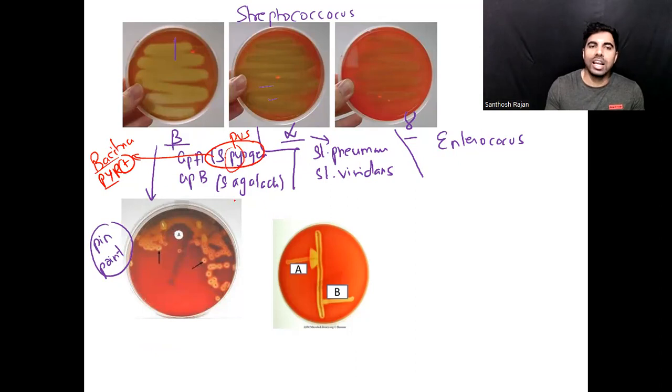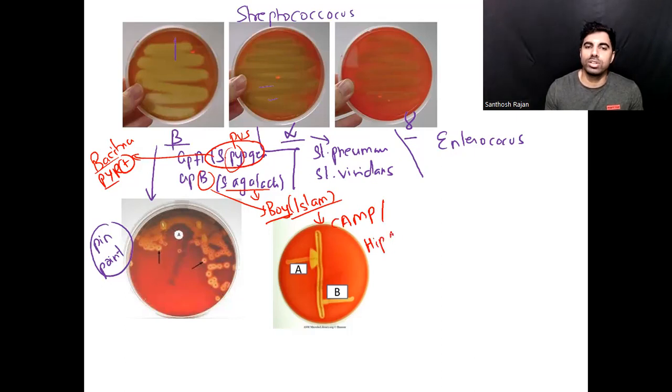PY, see easily. Agalactiae, I always tell you, is group B. B means boys. What do boys like? Camping. So it is CAMP test positive, and hippurate hydrolysis is present. Okay, this is the important question.